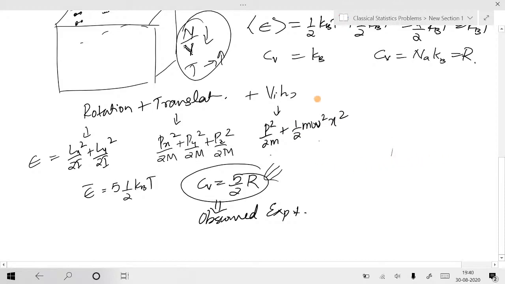Again, you should not say that it equals 2 modes. You should say it contains 2 quadratic terms. Our equipartition theorem says half kBT for each quadratic term. Am I right? So that's how this becomes 7 by 2. 1, 2, 3, 4, 5, 6, and 7.